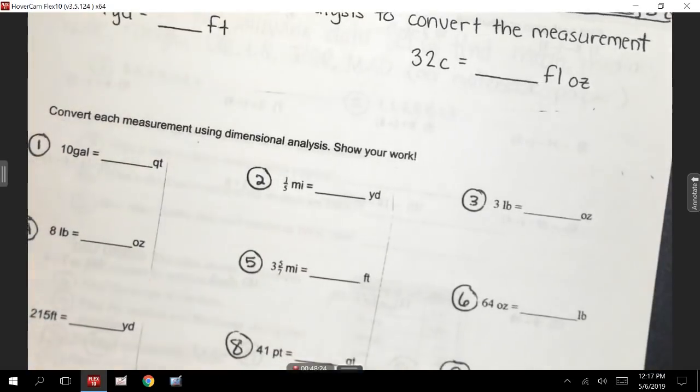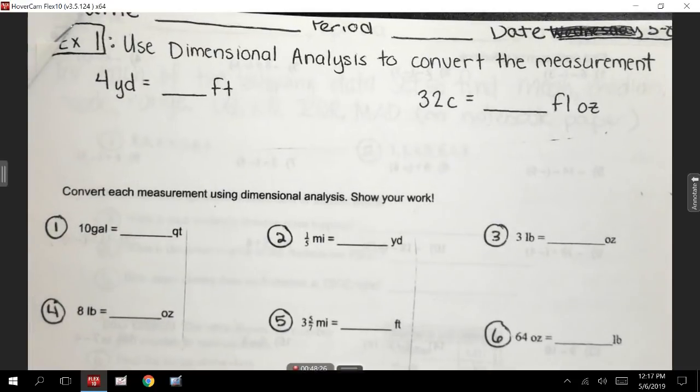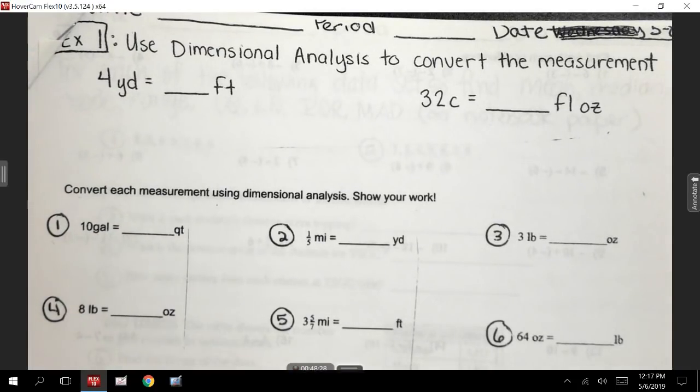Whew. Flipping it over. All right. So now I'm getting into some dimensional analysis, but we're going to start that in just a little bit. I'm going to pause my recording again.